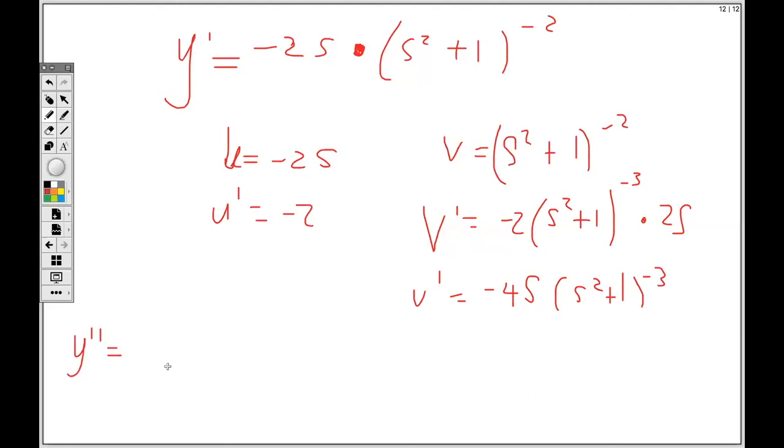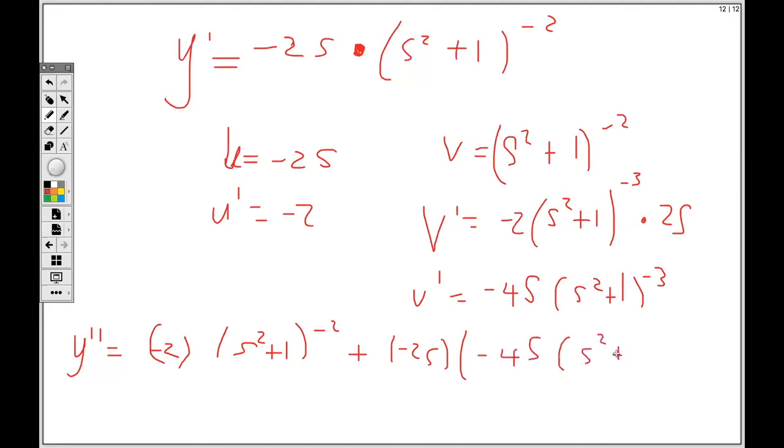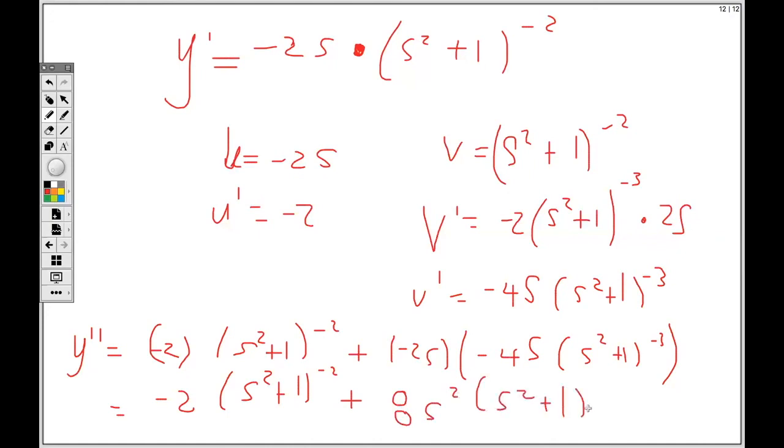So y double prime is equal to u prime, which is negative 2, and my v, which is s squared plus 1 to the negative 2, and my u is negative 2s, and my v prime is minus 4s, s squared plus 1 to the minus 3. So this is minus 2 s squared plus 1 to the negative 2, and this is what I'm talking about. The negative times negative becomes positive. So 2 times 4 will give us the 8, and s times s gives you s squared, and then this is s squared plus 1 to the negative 3.